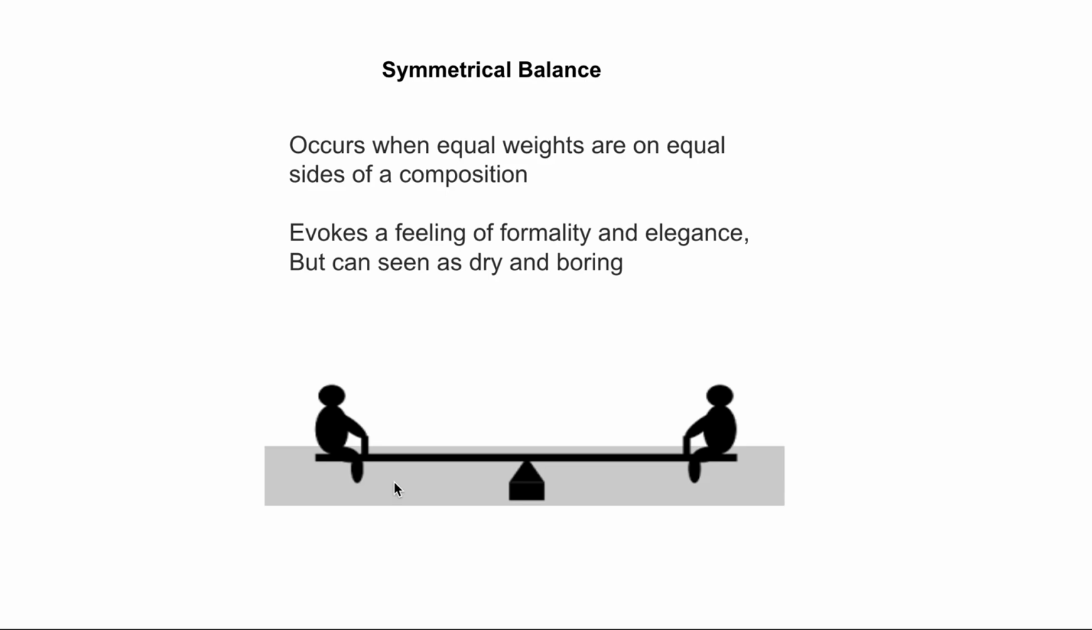Now we have symmetrical balance. This occurs when equal weights are on equal sides of the composition. It evokes a feeling of formality and elegance, but sometimes can be seen as dry and boring. For instance, now we have the same 2 people of the same size and probably same weight on the seesaw.